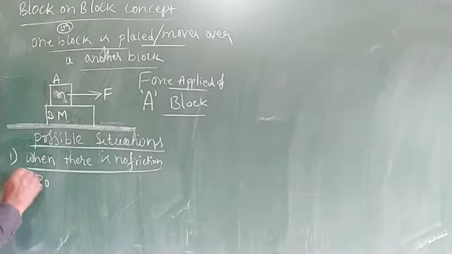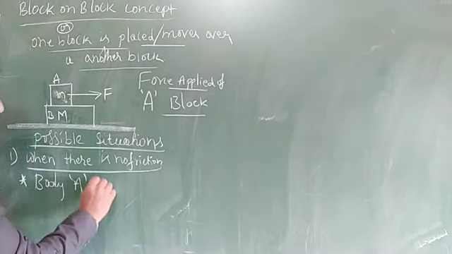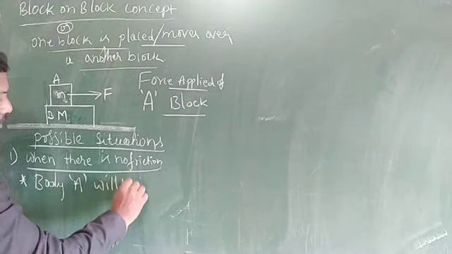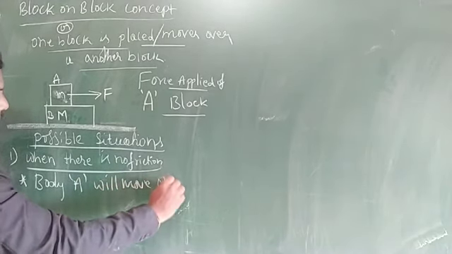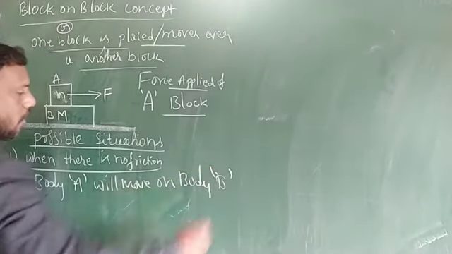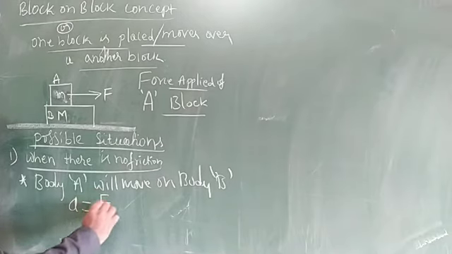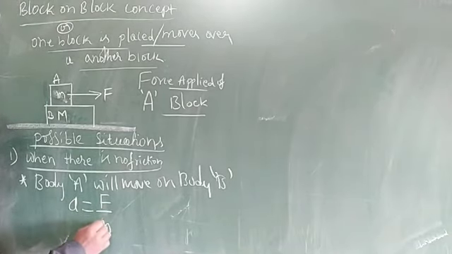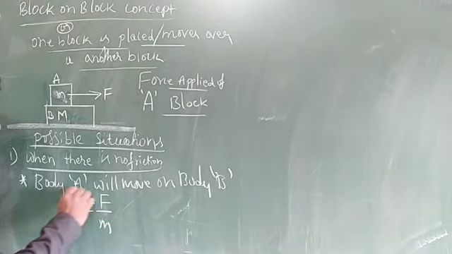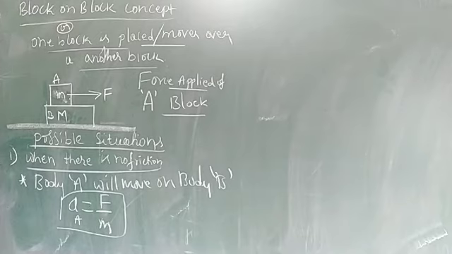First one, body A will move on body B with an acceleration a equal to F divided by small m. F divided by small m is the acceleration of the body A when there is no friction.